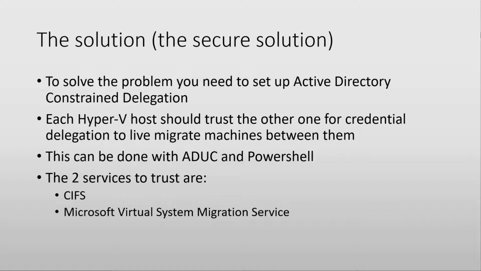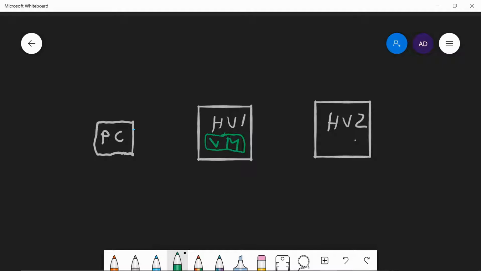Before we go on with actually configuring constrained delegation, let me show you in a graphical way what are the two scenarios in which you would need it. Okay, so let's see the first scenario. You have your PC on which you have RSAT installed, and you use the Hyper-V manager to connect to HV1. And of course, this means that you will present your credentials. You are authenticated and everything works. On HV1, you have a virtual machine and you would like to migrate it to HV2.